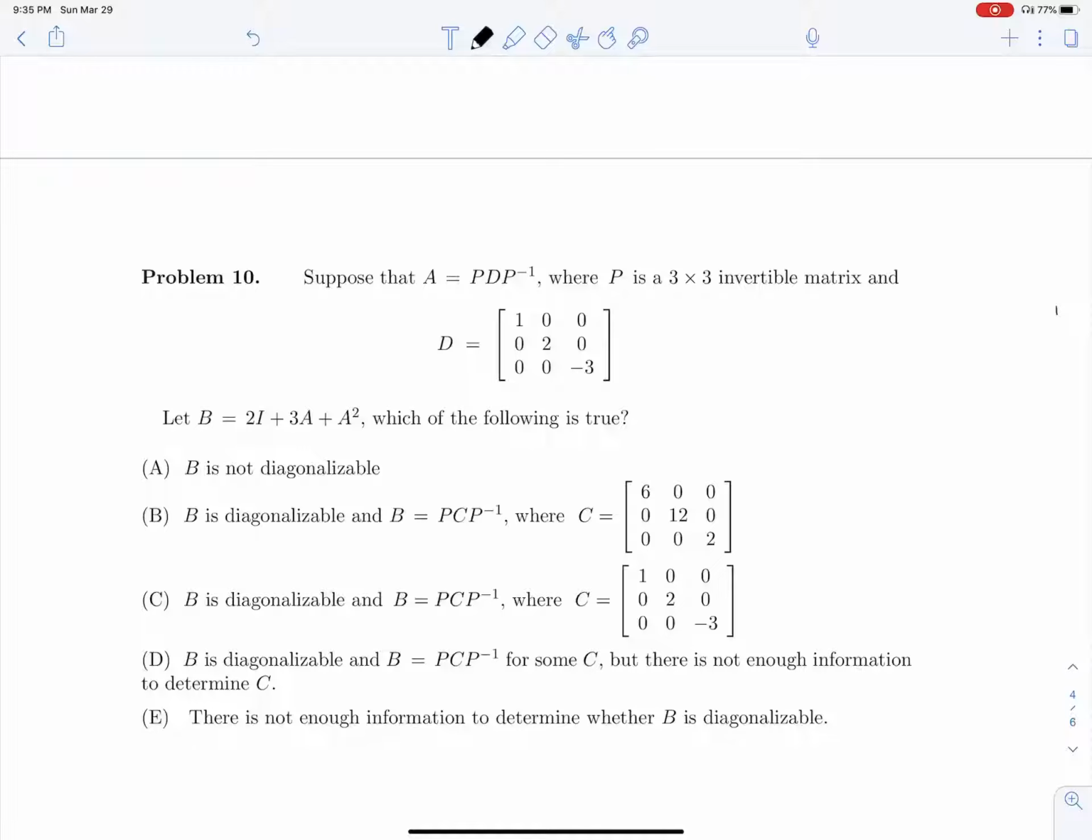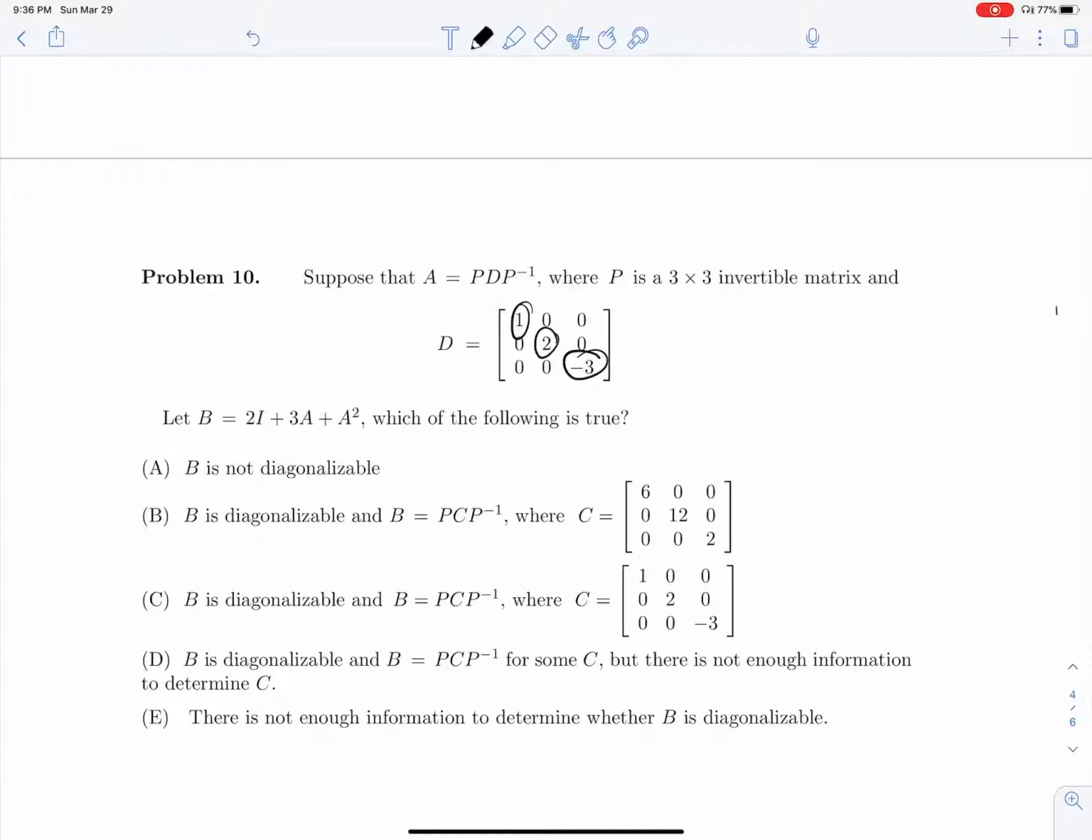Question 10. Suppose that A equals P D P inverse, where P is a 3 by 3 invertible matrix, and D is the diagonalized form of A. And this is important because we know that this diagonal matrix will encode the eigenvalues of A. We are told that B is equal to 2I plus 3A plus A squared, which of the following is true. So essentially, we are trying to figure out if B is always diagonalizable, and if B is always diagonalizable, what its eigenvalues are.